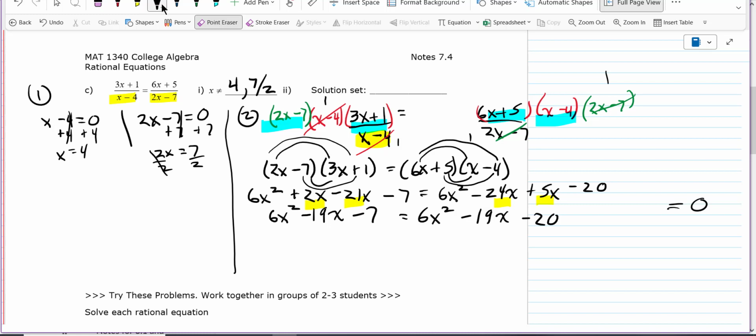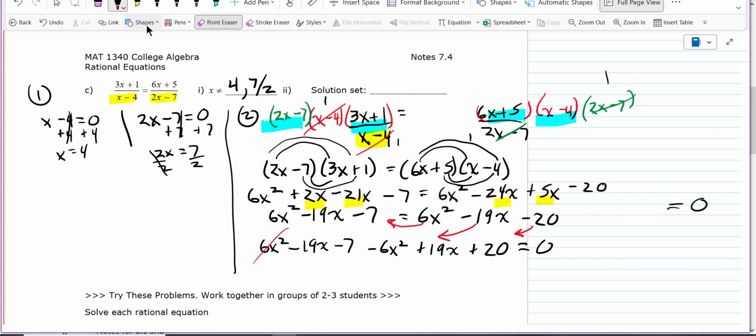I know it's quadratic because the highest power is 2. So I have to get one side equal to 0. The simplest way to do that is to move everything from the right side to the left side. So I'm going to bring straight down the 6x squared minus 19x minus 7. Now when I bring everything over, all of the signs will change. Minus 6x squared plus 19x plus 20 equals 0. Notice what happens. That goes to 0, that goes to 0, and then you get negative 7 plus 20 is 13 equals 0.